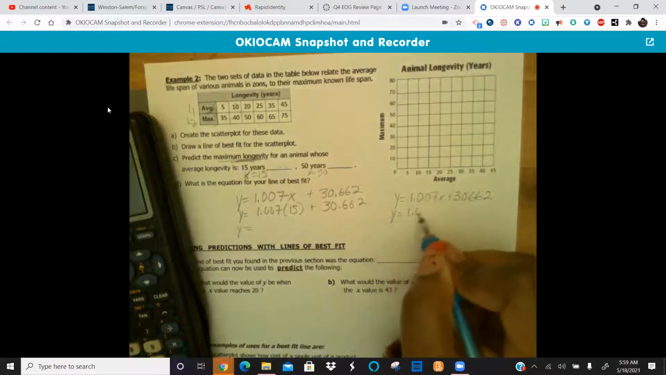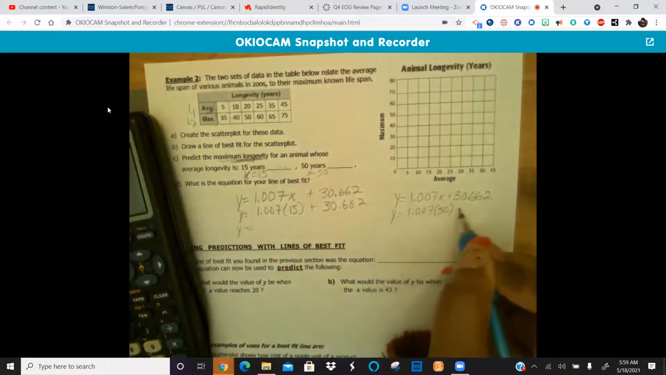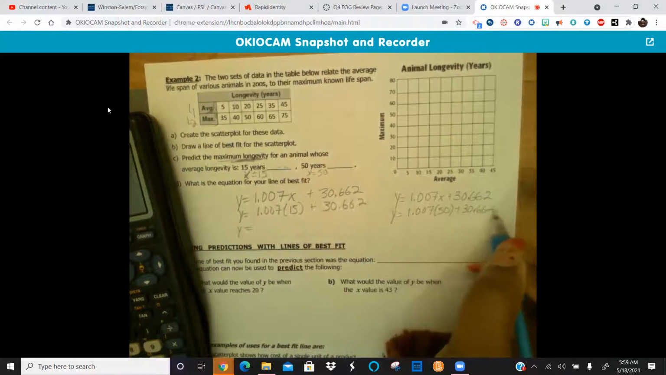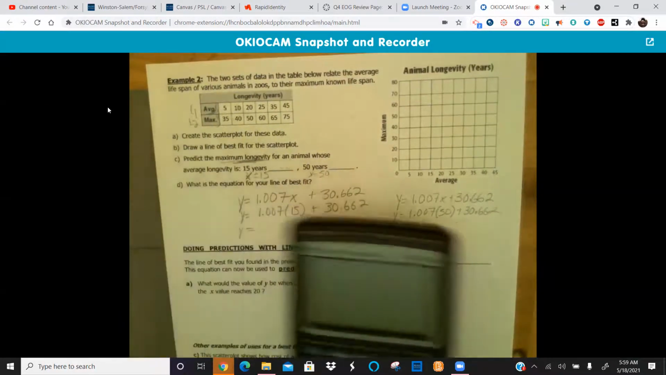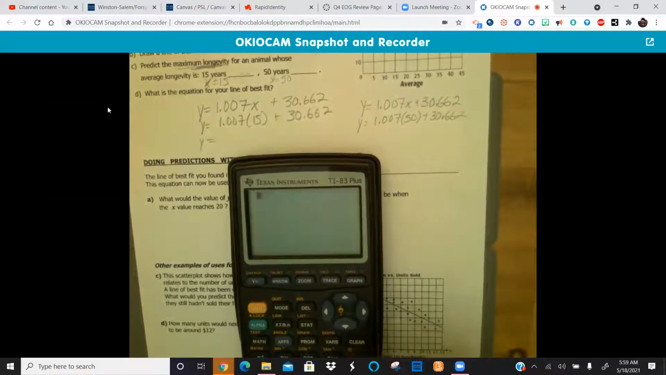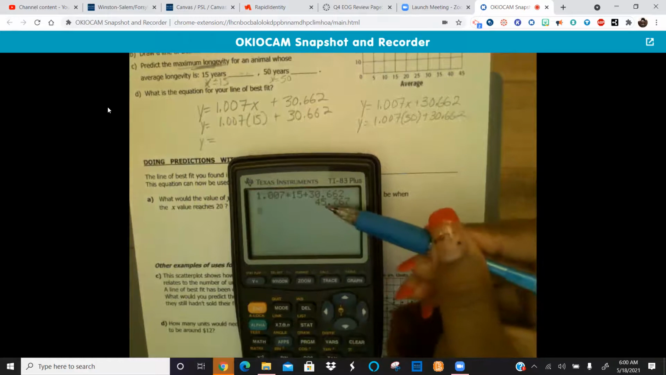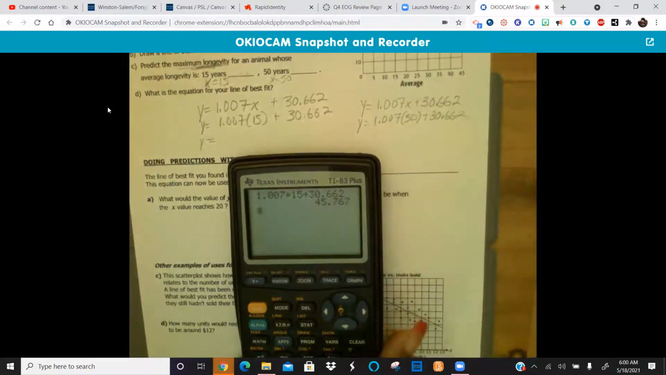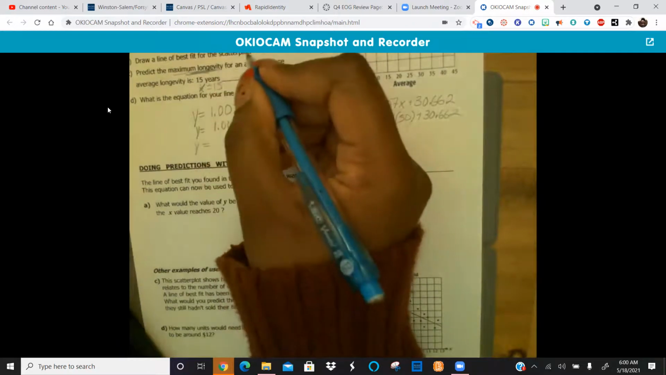So now, I'm going to plug in 50 to get this answer. Okay? All right, so let's do it. Type this in, slide this up a little bit so you can see it. So I have 1.007 times 15 plus 30.662. Okay? Enter. So round to the nearest whole number. This is about 40, this is about 46. So it's going to be about 46 years, okay?